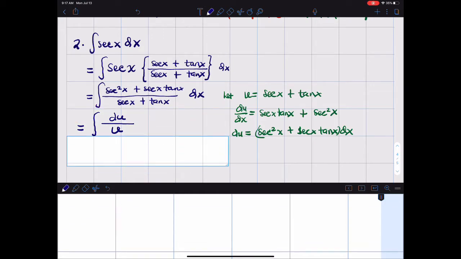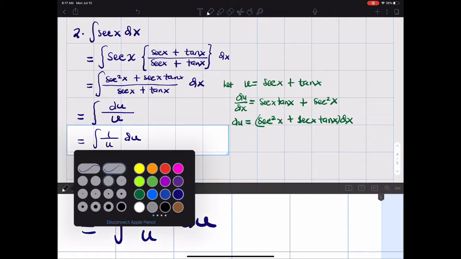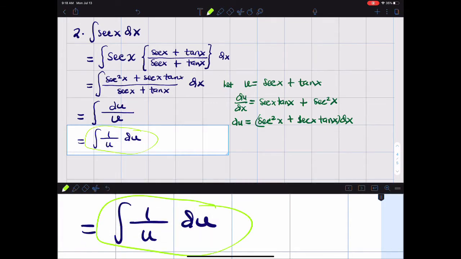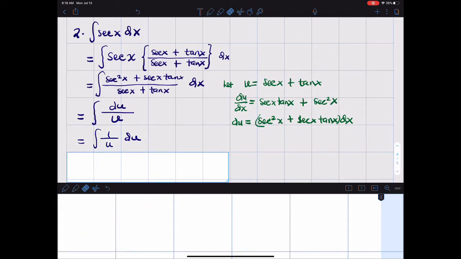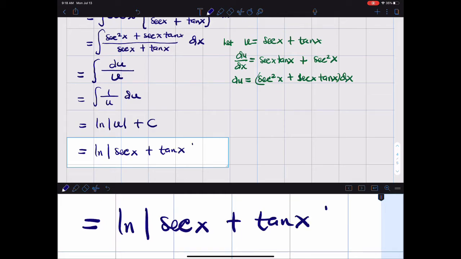So this rings the bell. This is just the same thing as 1 over u du, which we're familiar with. I didn't even need to rewrite it this way. I'm just doing it for the sake of being clear. But du over u is the same thing as 1 over u du, and we've done this several times. So this is the natural log of the absolute value of u plus c. So this is the same thing as natural log of secant of x plus tangent of x.